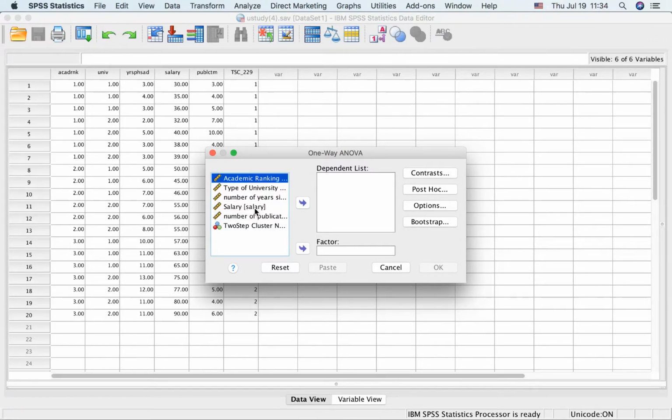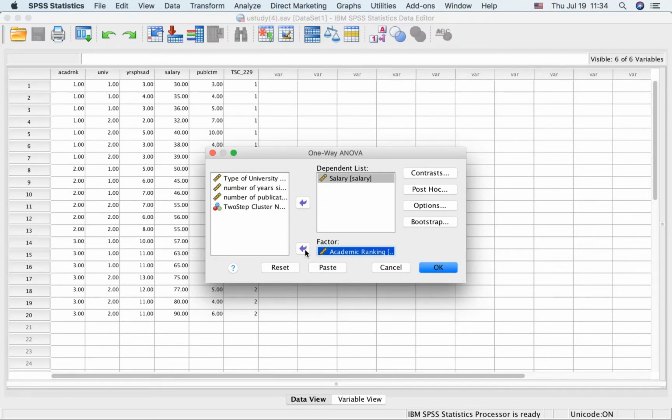So we are going to put salary over, and then academic ranking as factor. So in SPSS, it calls the independent variable factor in ANOVA.